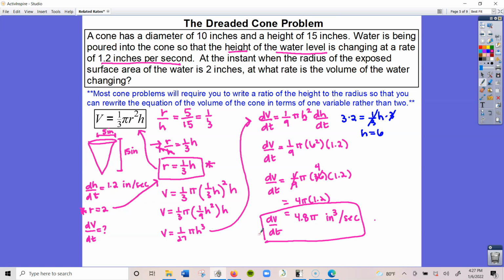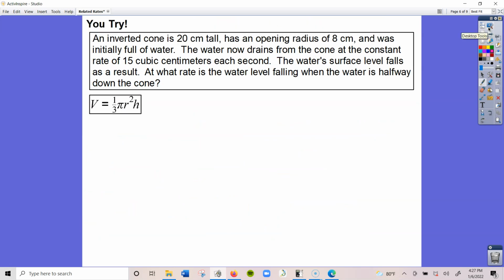Let's try another cone problem to make sure that we understand. An inverted cone is 20 centimeters tall. So an inverted cone is exactly what I've been drawing. It's upside down. It is 20 centimeters tall, has an opening radius of 8 centimeters, and was initially full of water.